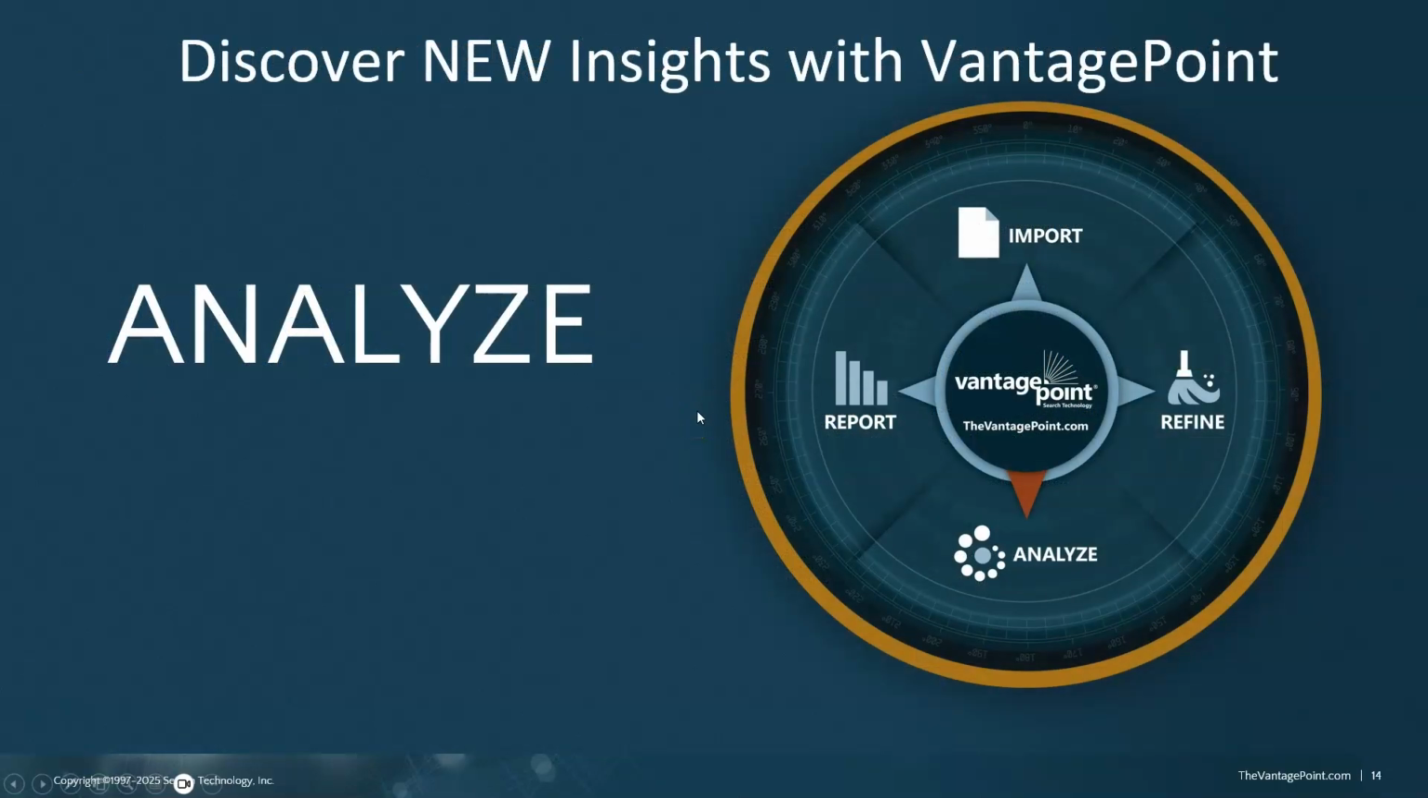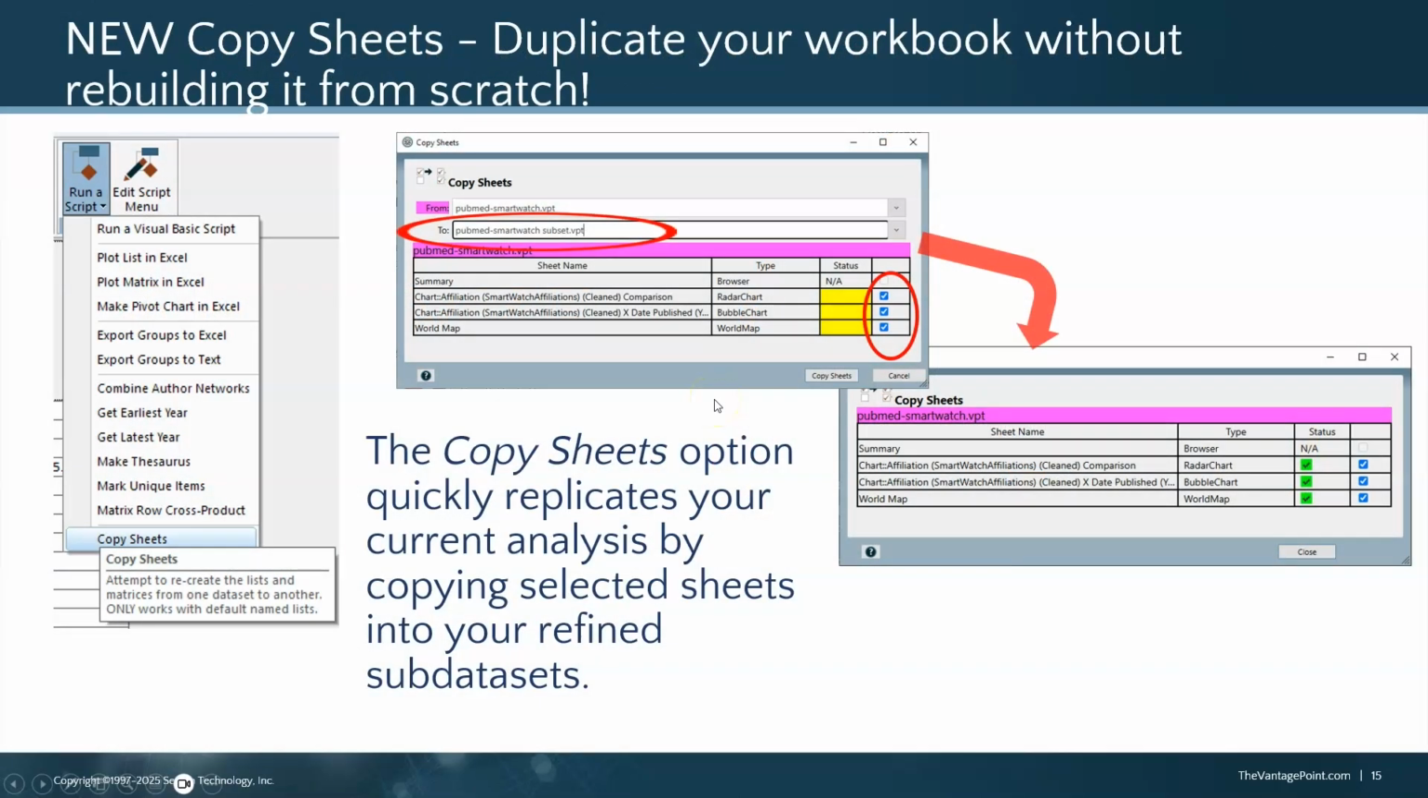Finally, let's talk about Analyze, where insights come to life. The new copy sheet script saves time by duplicating your workbook without rebuilding it from scratch. Great for replicating current analyses within a refined sub-dataset. Example use cases are I've sliced the data into chunks by time, location, or organization, and then I want to duplicate my sheets into that new data set.